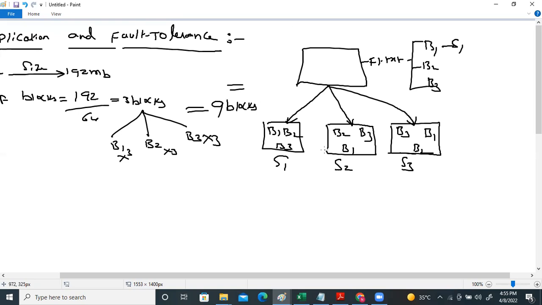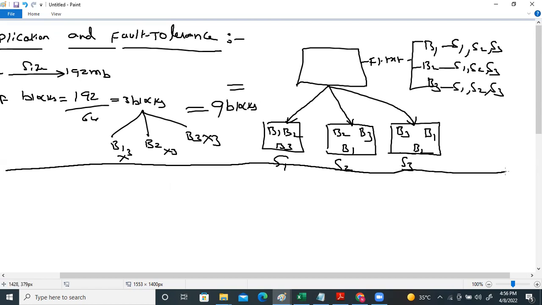Okay. So B1 block stored in S1, S2, S3. B2 also in S1, S2, S3. B3 also in S1, S2, and S3, right? Fine. Next is this how data is stored and how these blocks are distributed across the slaves.